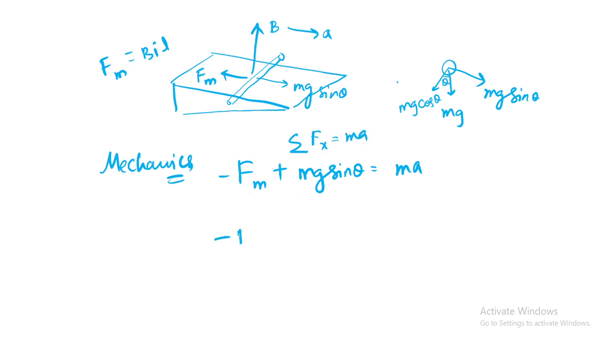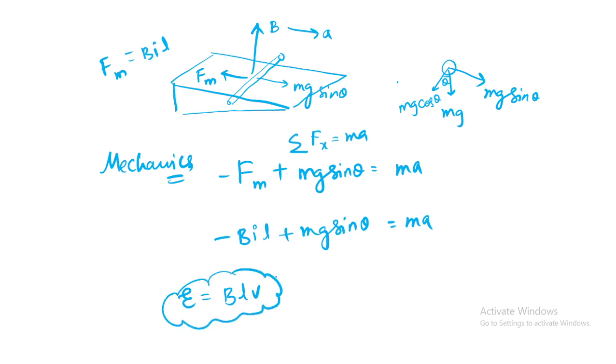So this is nothing but minus BIL plus mg sin theta, equal to mass into acceleration. Now if you want to add anything else, like acceleration or any formula, you can add it here. Obviously, we also know that EMF is equal to BLV. You can add EMF in terms of current.